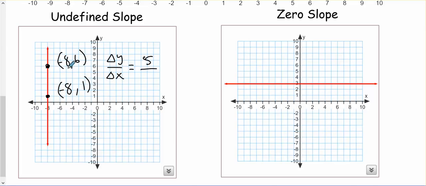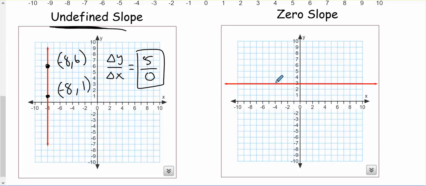But our change in x, negative 8 to negative 8, we're not moving anything left or right. So that's 0. And anytime we divide by 0, it's undefined. So vertical lines, a line that goes straight up and down, have undefined slope. We're dividing by 0, so that makes it an undefined slope. And people get that confused with a 0 slope.